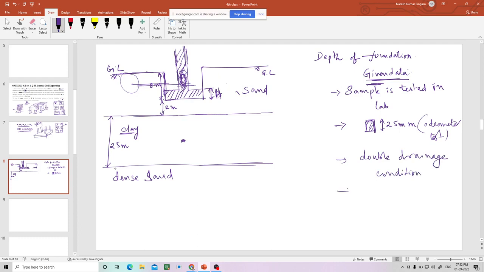And what is the other thing? So after, what is that odometer test? I have told you that is consolidation test. In the consolidation test, they are actually compressing the soil under some load. So when they are compressing the soil, the consolidation for any particular soil condition, for a particular load, suppose you are applying 100 kilonewton on a sample.